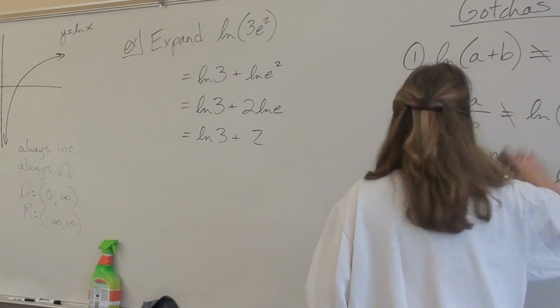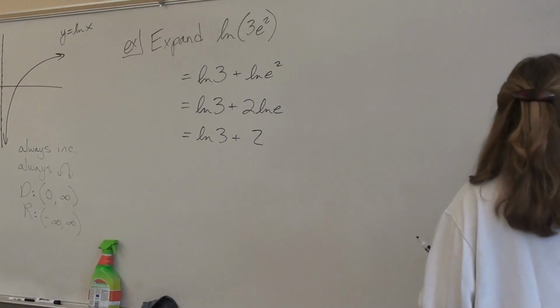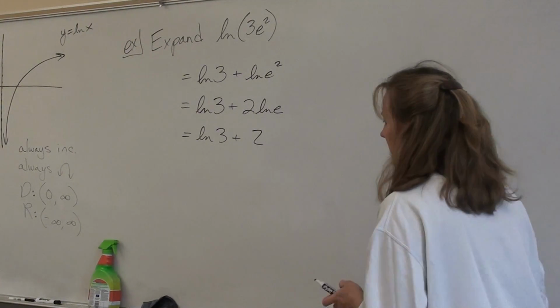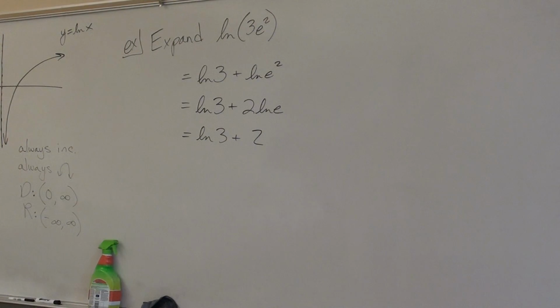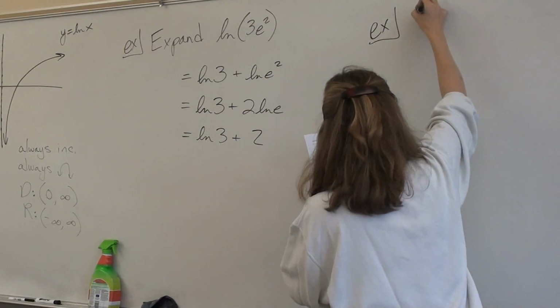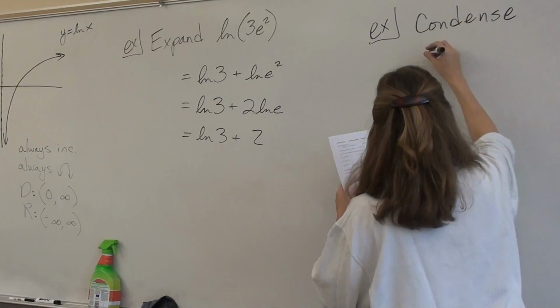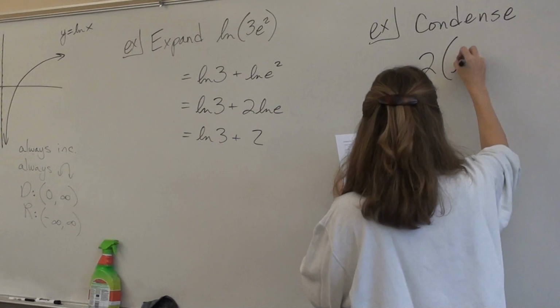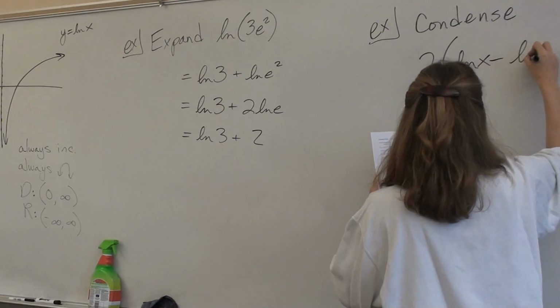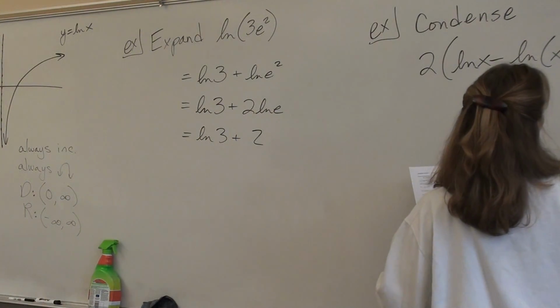All right, condensing means putting it together. When you are condensing logs, you're combining everything into one logarithm. A little rule of thumb: anything that's being subtracted goes to the bottom, and anything that's being added goes to the top. Condense.